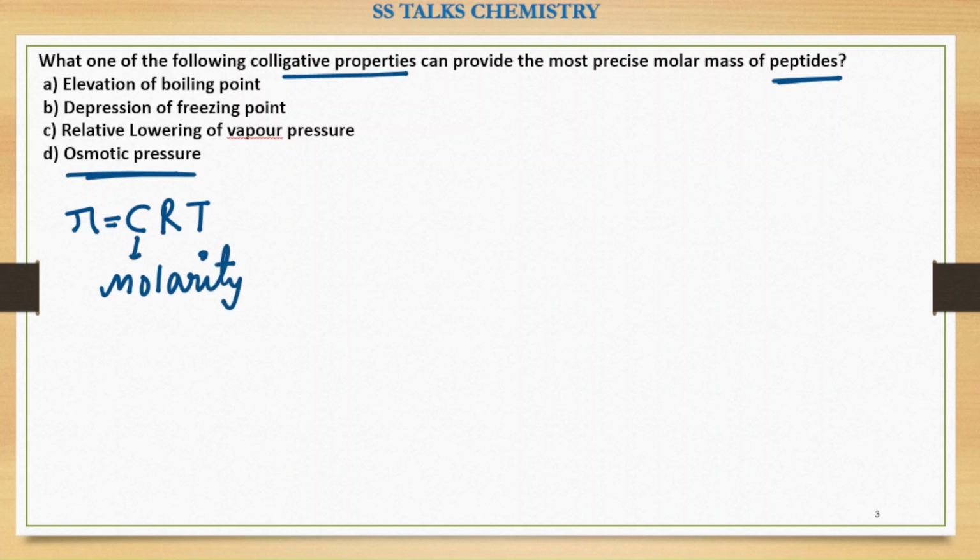For the rest of the properties that I have told, be it the relative lowering of vapor pressure, depression in freezing point, or elevation in boiling point, in all of them either the mole fraction or the molality will be used. But this is the only one in which the molarity term is present. That is why this is considered the most accurate colligative property used for the determination of molar masses. So the most accurate is option B in this case.